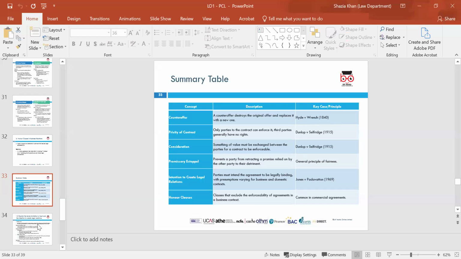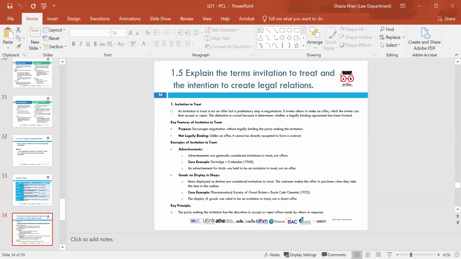So, explain the terms invitation to treat and intention to create legal relations. An invitation to treat is primarily a preliminary statement or action that invites someone to make an offer, essentially initiating negotiations without creating a legally binding commitment. While intention to create legal relations refers to the mindset of the parties involved in an agreement, indicating their willingness to be bound by the terms, meaning they intend the agreement to have legal consequences if accepted.